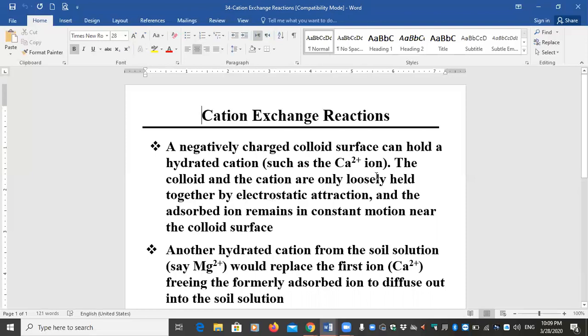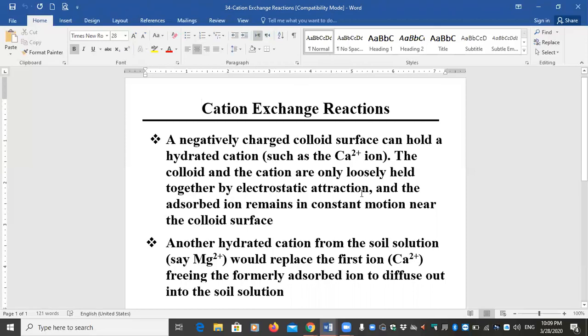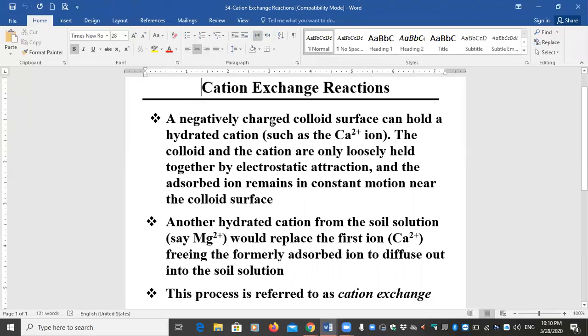So they are not so tight. That's why they are available to plants, available to microorganisms. They are not very tightly held. They are held, but loosely, without too much force. And they are in constant motion near the colloid surface. So they are not stagnant, sitting there. They move around, but still they are very close to the negative charge, which is on the surface of the colloid.